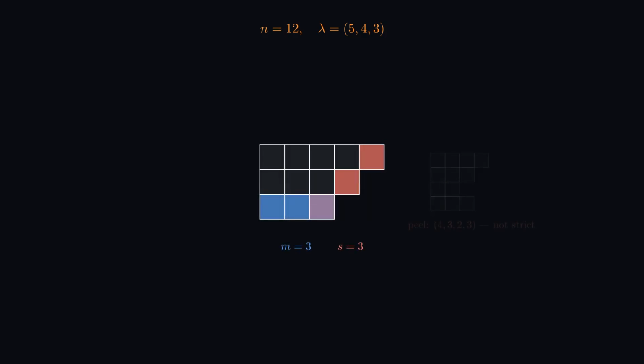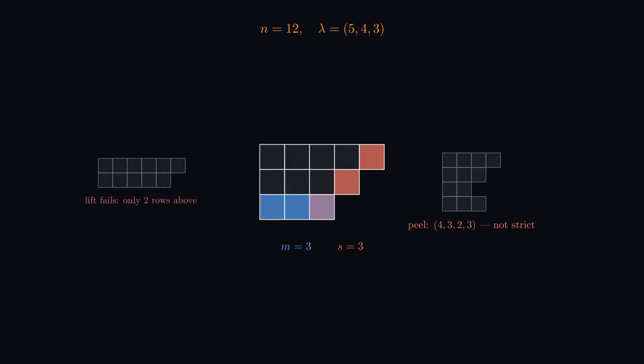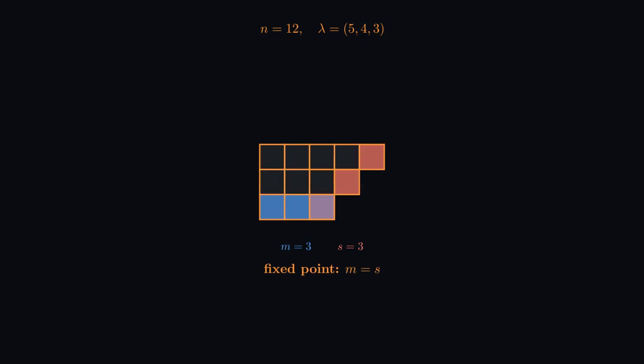The whole diagram is staircase, so M equals S equals 3. Try peel. You would land cells underneath the staircase's tail, and the result is not strict. Try lift. You would need 3 rows above the bottom, but only 2 exist. Both moves break, so the diagram has no partner. It stays where it is.